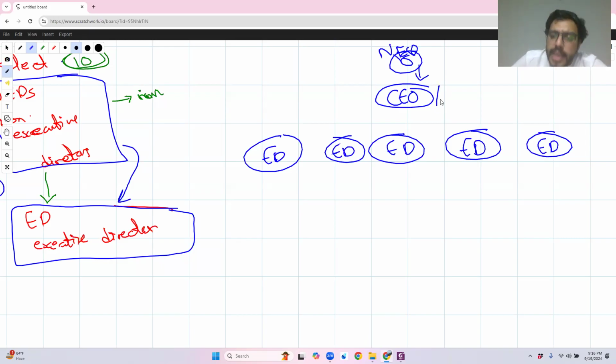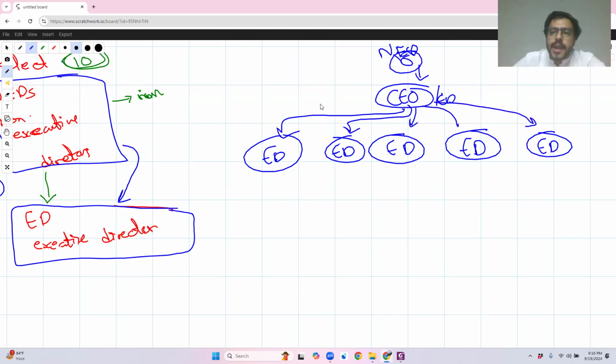And this CEO is again an executive director, but he is on top of all the other executive directors. He is not just running any single department. He is running every single company. Every single department is run by the CEO. He is responsible for every single department. How? By controlling the executive directors, who have been hired by the non-executive directors.